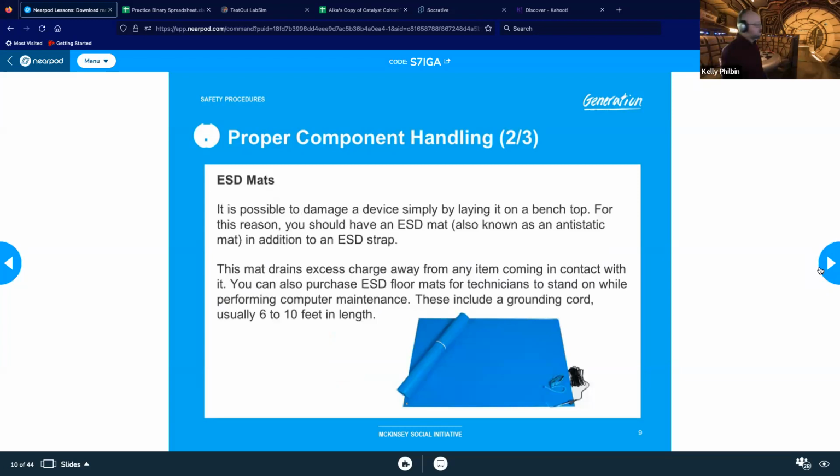ESD mats, similar premise, but the mat is grounded instead of you at this point. It also has a clip to attach to the device. They also have versions of these that are floor mats that you can stand on, but a lot of them are just mats like this that you can work on at the table. They'll have a nice little grounding board attached to them.